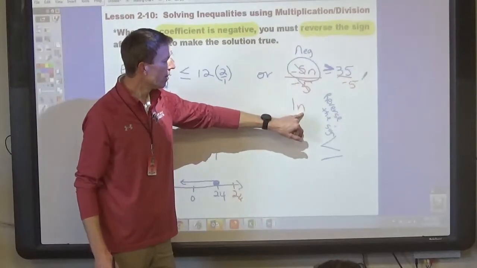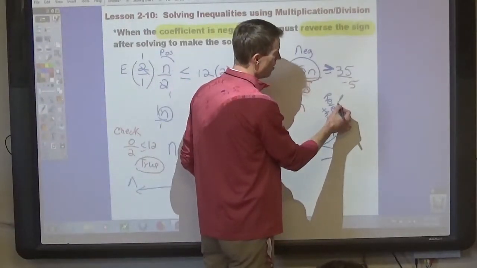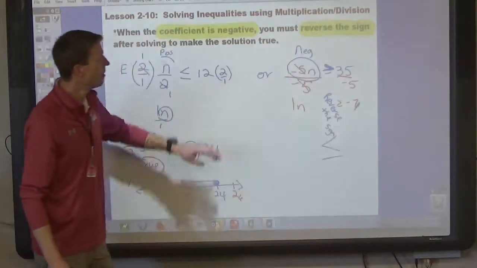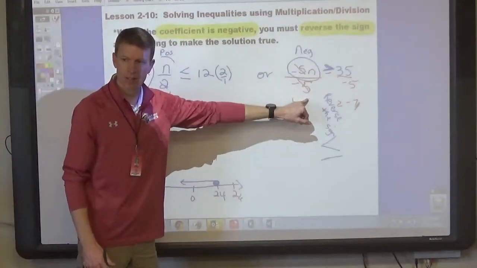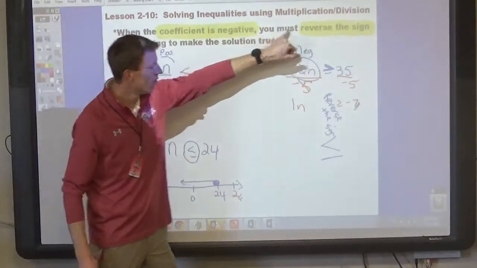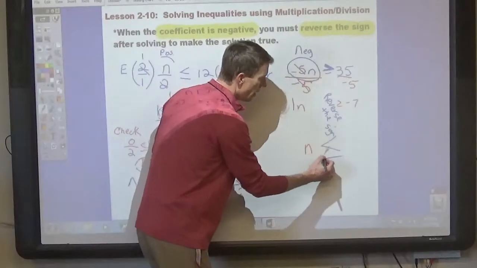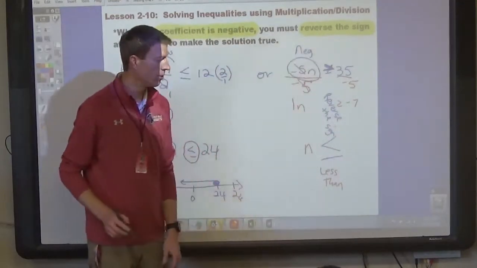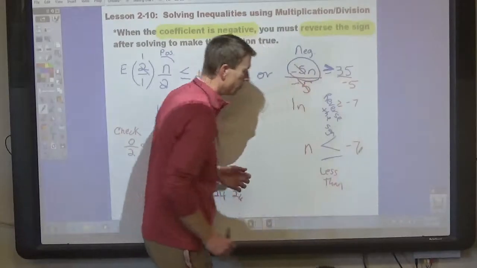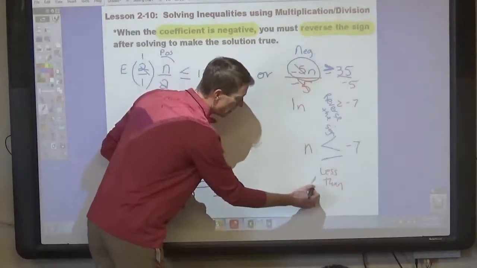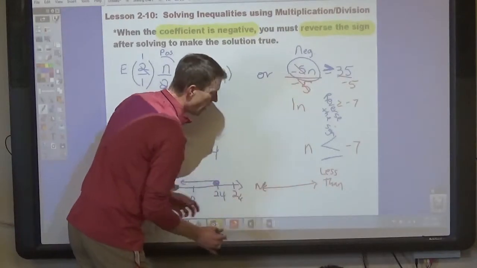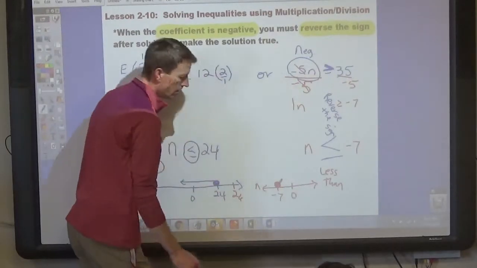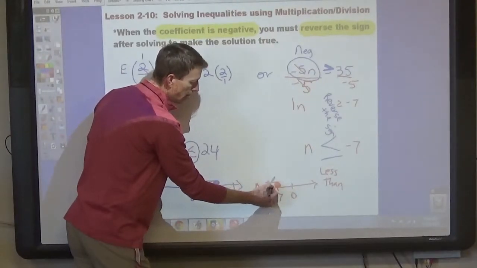And that shows 1n would be greater than or equal to -7. But because we're dividing by a negative number, because the coefficient is negative, you have to reverse the sign to get the solution. So n is less than, not greater than or equal to, less than or equal to -7. Okay? So when we graph this, graph of n, 0, -7, mark it with a solid dot, and arrow to the left.